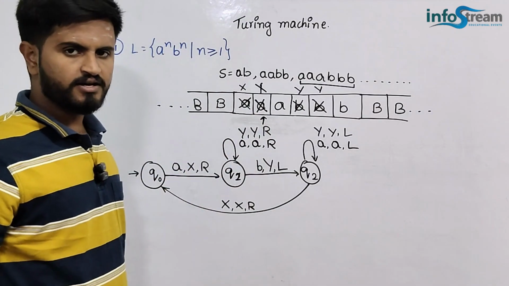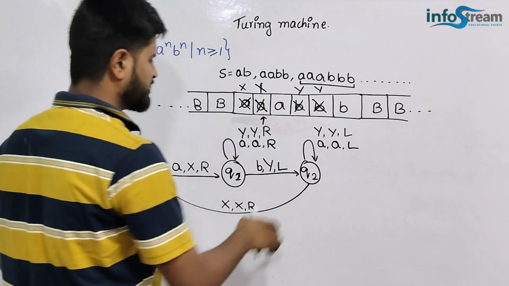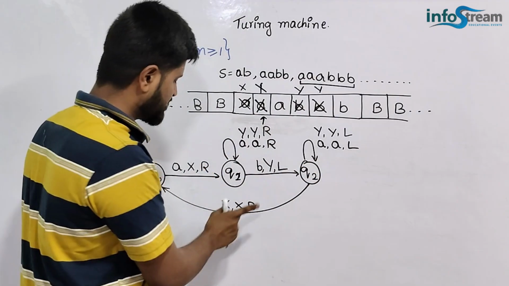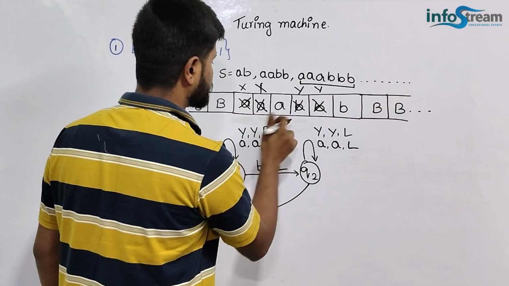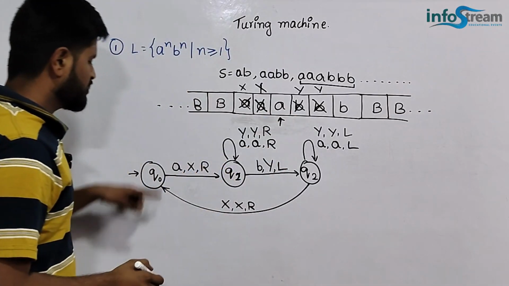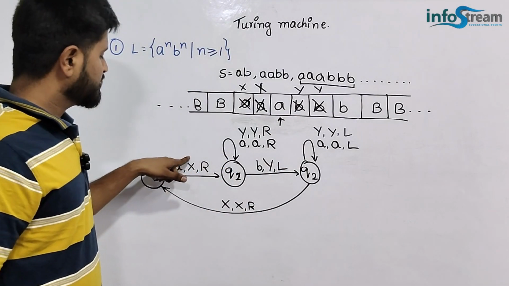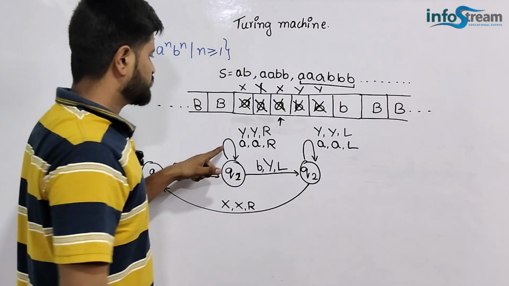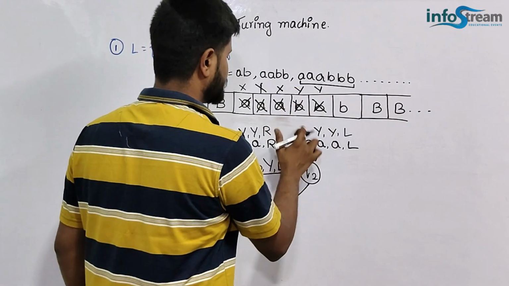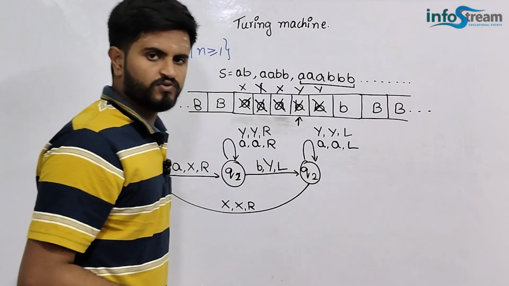Next I encountered x. So what I will be doing here? When you encounter x, keep x as it is and move towards the right. So now I am moving towards the right side. That is a. So when you encounter a again, rename it as x and move towards the right side. So now you move towards the right side. Now y is there.